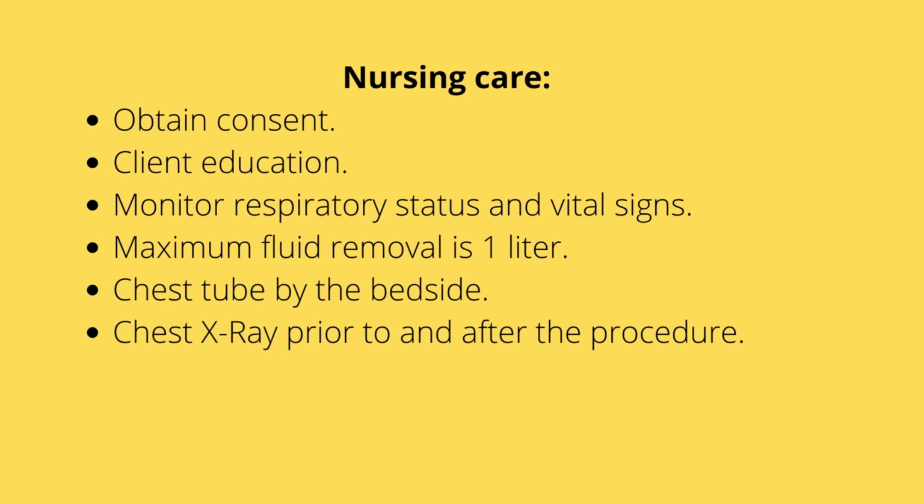We always monitor respiratory status and vital signs because we are going into the pleural space, and if something happens, they could end up with a lung collapse. The maximum fluid that can be removed is 1 liter. And we always document the amount, color, and viscosity. And why are we removing only 1 liter? To avoid hypovolemia. And the chest tube setup is always at the bedside in case of a collapsed lung. We need to have oxygen there and a suction machine, those kinds of things. It's respiratory. And we always obtain a chest x-ray before and after the procedure.